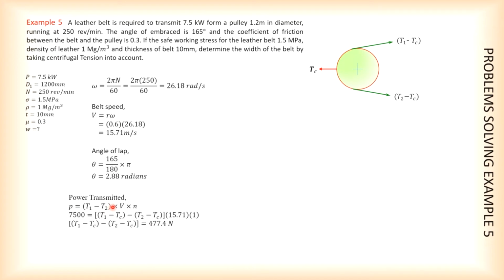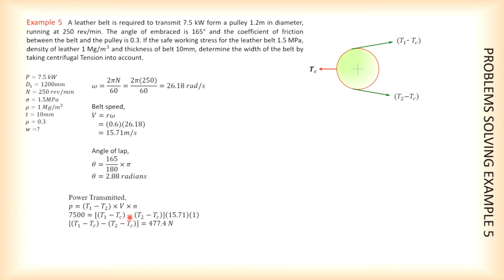Then the power transmitted. The power given is 7.5 kilowatts, so it is 7,500 watts. This T1 here is the tight side tension, this is the slack side tension, the belt velocity, and this is the number of belts. From this equation, you can change it into this form when you take TC into account.